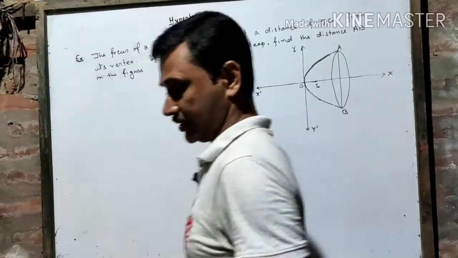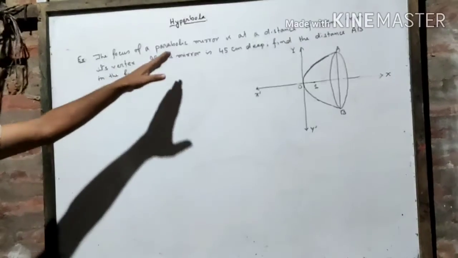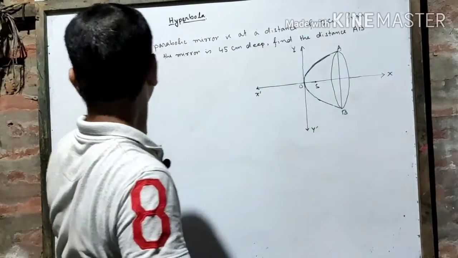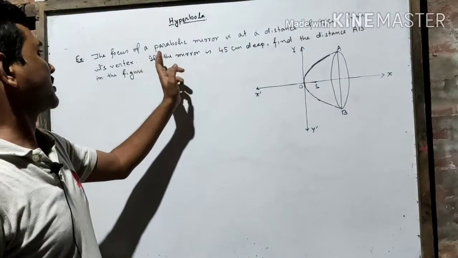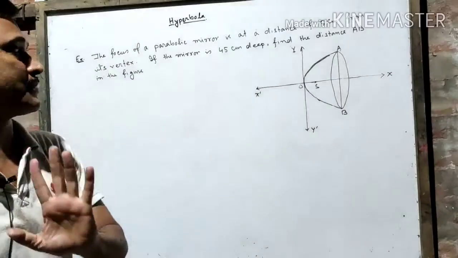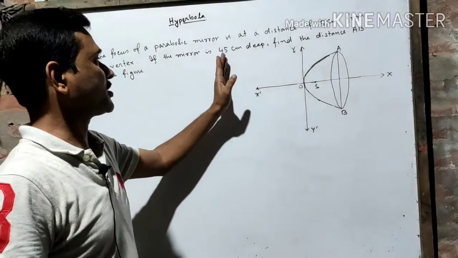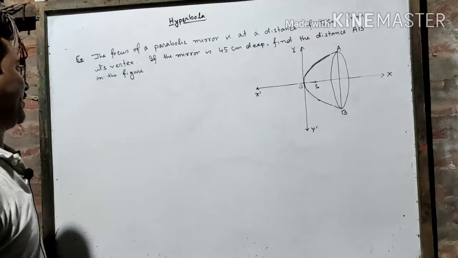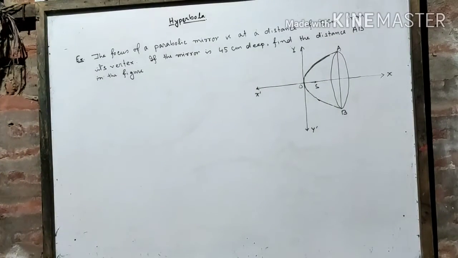So next question. The focus of a parabolic mirror is at a distance 5 centimeter from its vertex. The distance of focus from the vertex is 5 centimeter. If the mirror is 45 centimeter deep, find the distance AB from the figure.